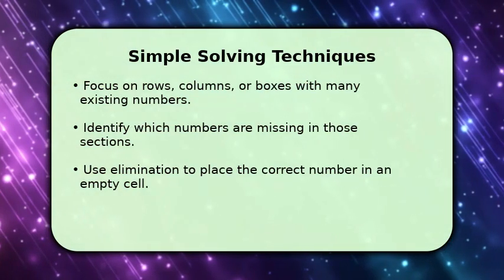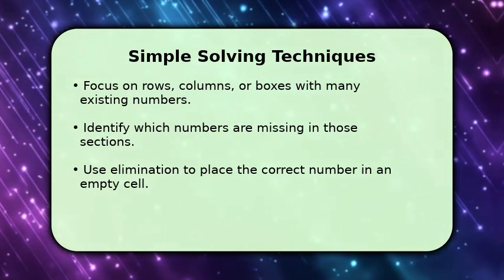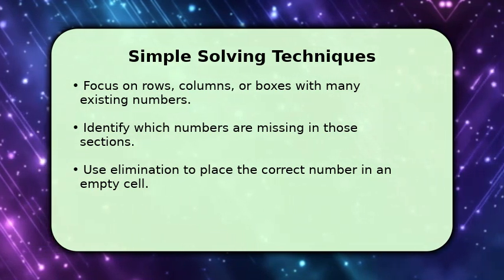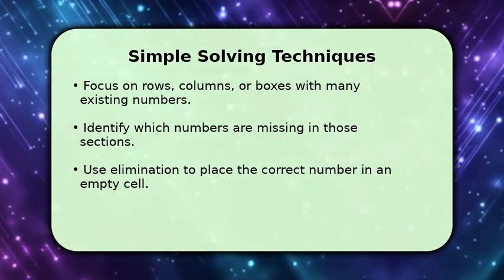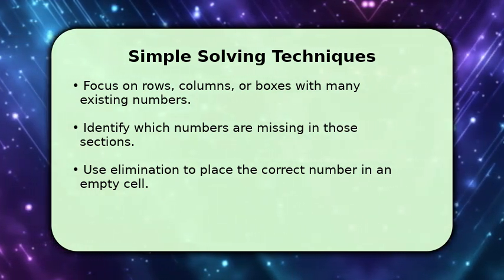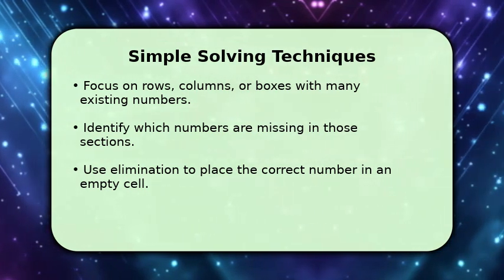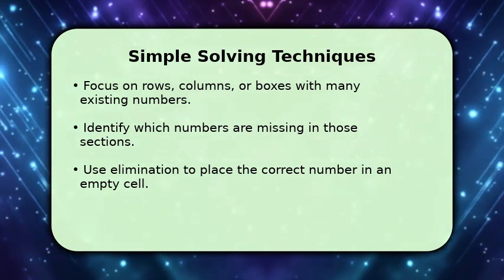Now, let's dive into some simple solving techniques. Begin by scanning the grid for rows, columns, or 3x3 boxes that already have many numbers filled in. Identify the missing digits in these areas. Then, for each missing digit, check its presence in the intersecting rows and columns. This process of elimination will help you deduce where the missing number must be placed in that specific section.